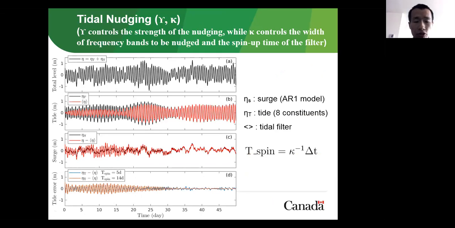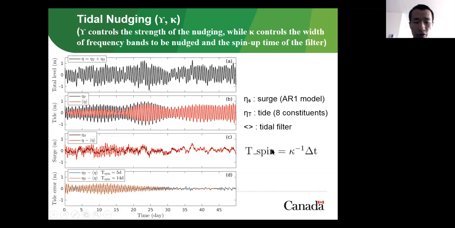This approach is novel in the sense that the nudging is only applied in specific tidal frequency bands, and outside these bands, the model dynamics are not directly affected. It has 2 important parameters. One is gamma, as we introduced earlier. Another one is kappa. Kappa controls the width of the frequency bands to be nudged, and the spin-up time with the filter.